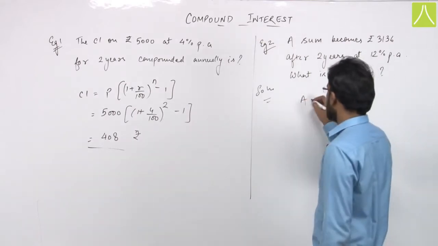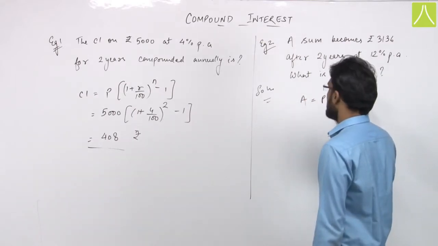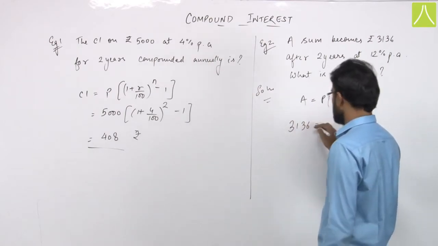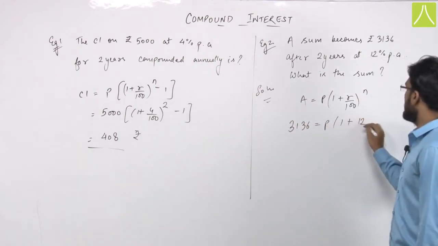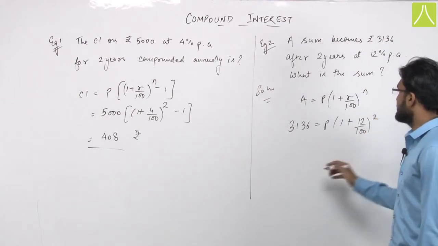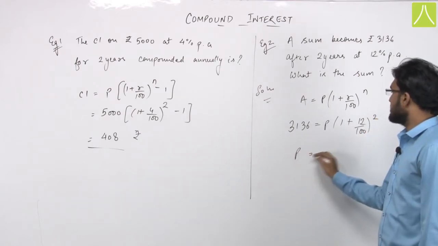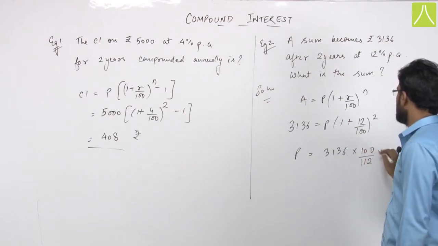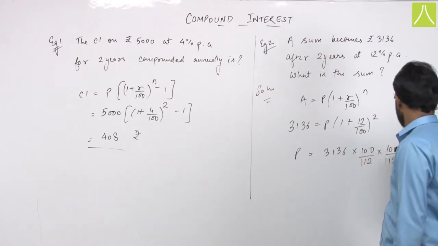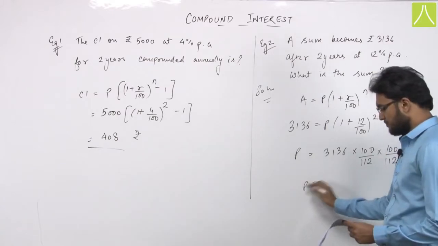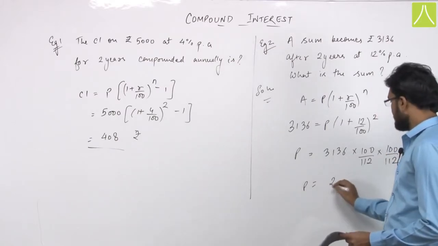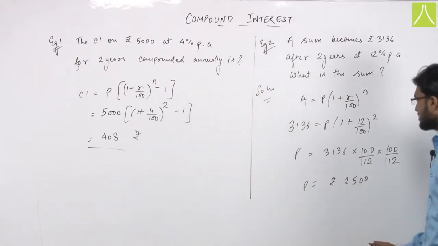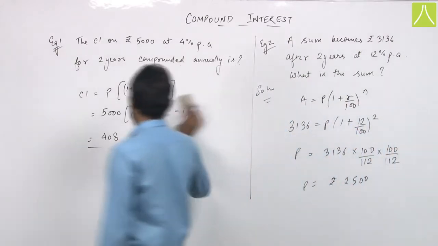We know the formula for the amount, which is equal to principal into (1 plus r upon 100) whole power n. The amount over here is 3136, which is equal to principal into (1 plus 12 upon 100) whole power 2. Solving this we will be getting the value of P as 3136 into 100 divided by 112 into 100 divided by 112. Solving this equation the value of P will be rupees 2500. Hence the principal amount over here will be 2500 only.